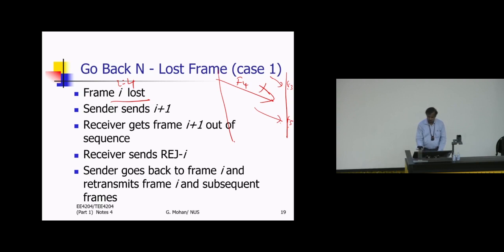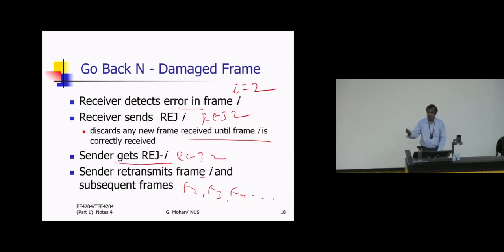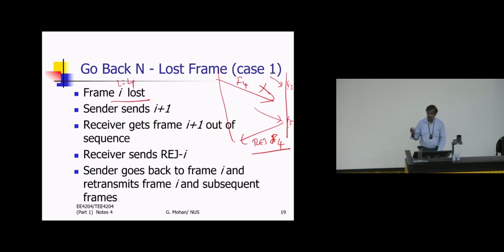So what will it do? It will send reject frame number 4. So reject 4 will be sent. Is that clear? So in the previous case, it's a damaged frame. The CRC fails, it knows that frame number 2 has an error. Now, frame number 4 was lost. It's not able to carry out even a CRC test. So frame 3 was received, frame 5 was received, now it sends reject number 4. Okay?